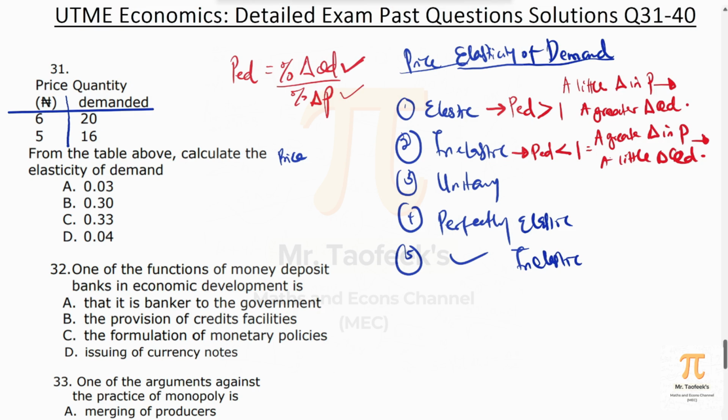Okay, the unitary is when your PED is equal to 1. This just means that when price changes by a certain percentage, the quantity demanded also changes by that same percentage. Now, perfectly elastic is when your PED is infinity, meaning that you cannot even adjust the price. The price has to be constant like that.